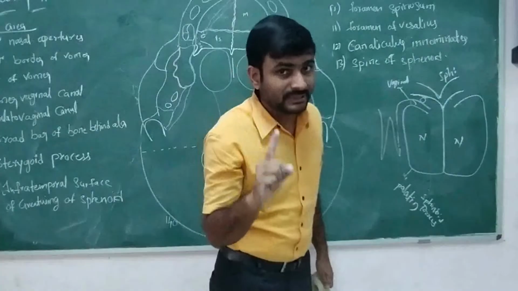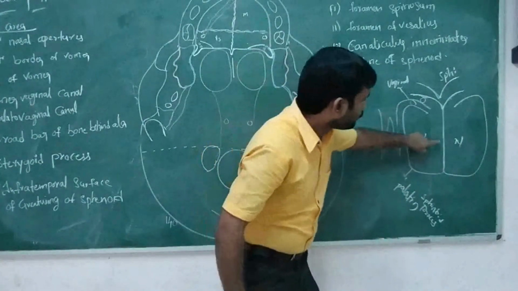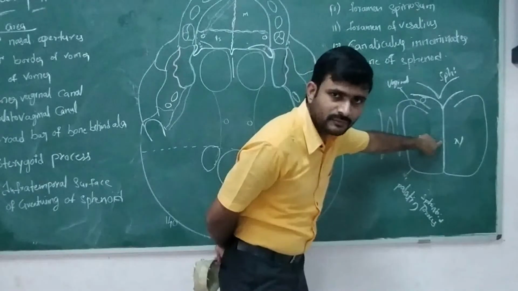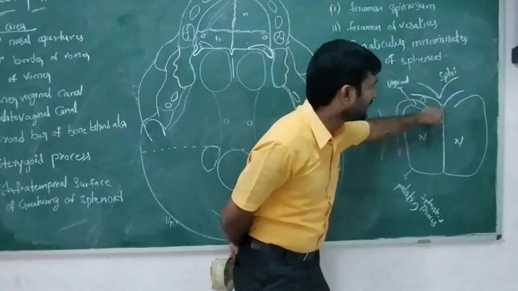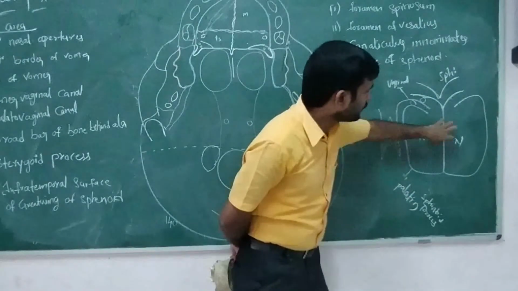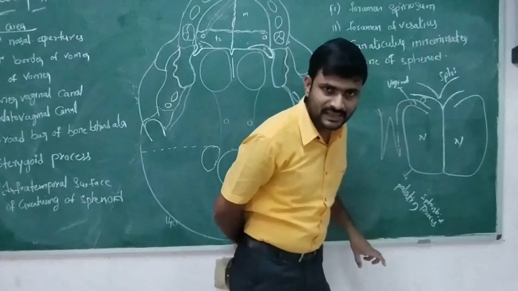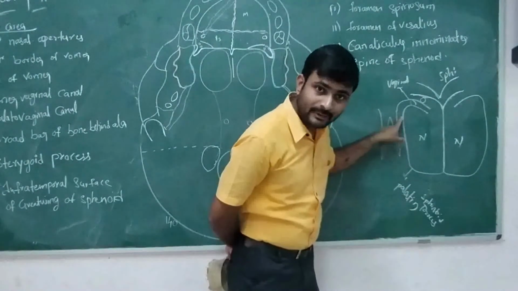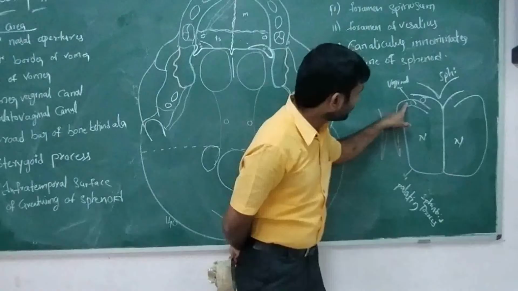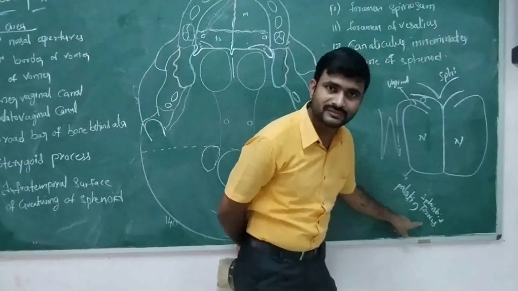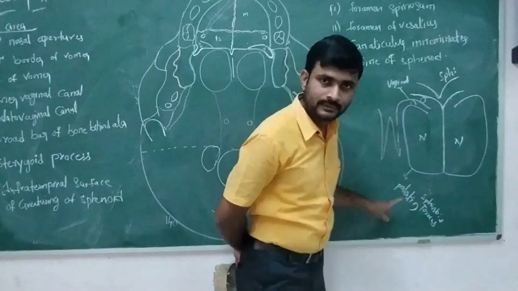Remember, I again repeat it here. First is the ala of the vomer, the posterior border of the vomer. One opening, and the second opening is the posterior nasal apertures. This aperture is bounded by the palate bone. Above this palate bone it forms a process. That process is called the sphenoidal process of the palate bone.